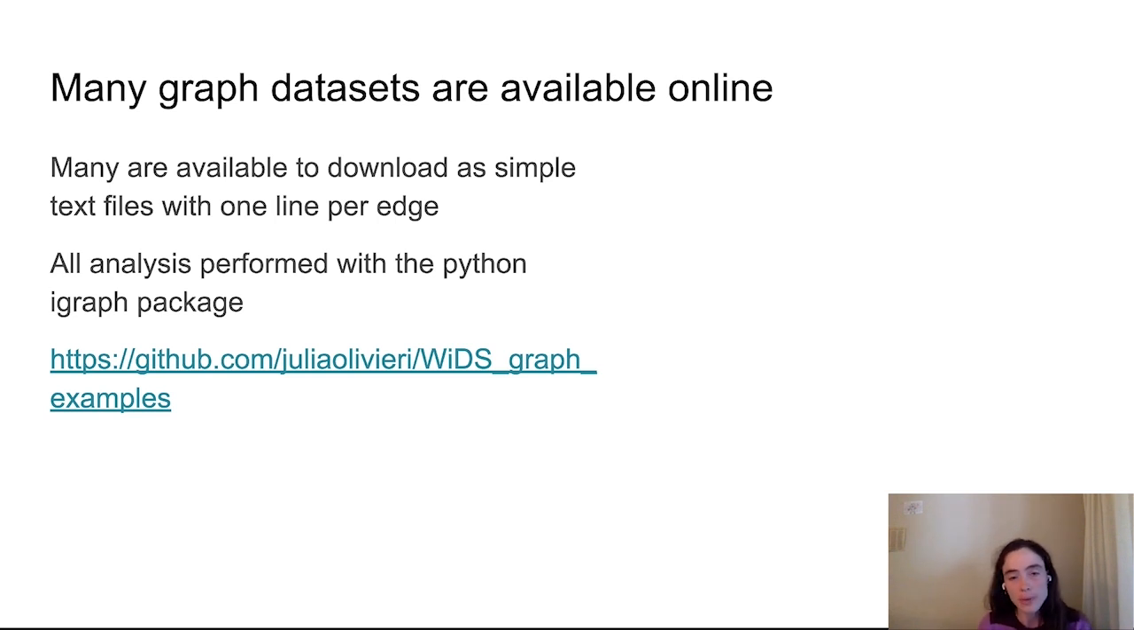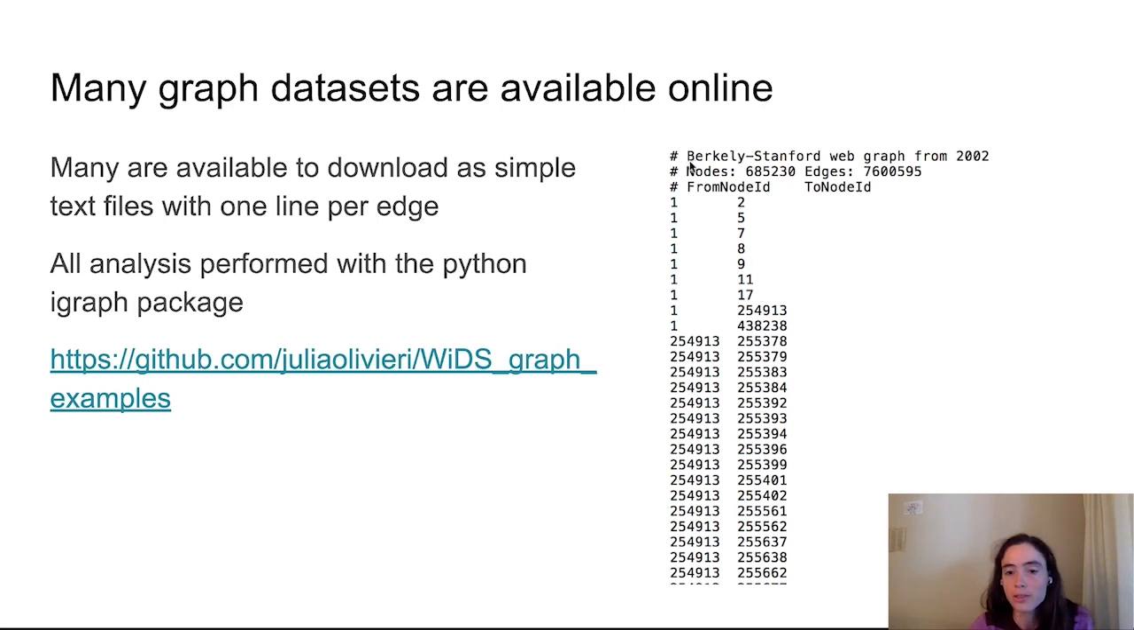There are many datasets available currently for free online, and you can often download them as simple text files with one row for each edge and 2 columns indicating the 2 vertices that make up that edge. For all the analysis we'll be talking about for the rest of the workshop, it's all implemented in Python, and I use the iGraph package. You can pull up the GitHub page now if you're interested, and hopefully we'll have a few minutes at the end where you can test out loading in these graphs and calculating some of the computations yourself.